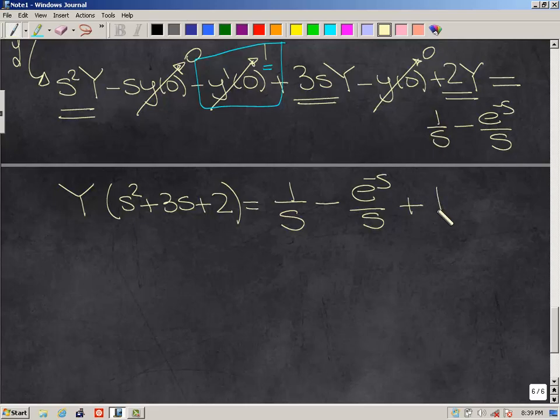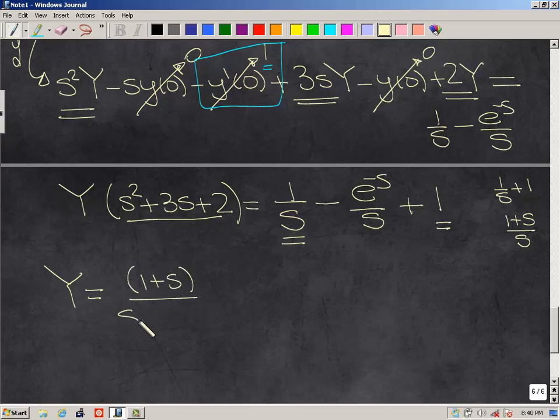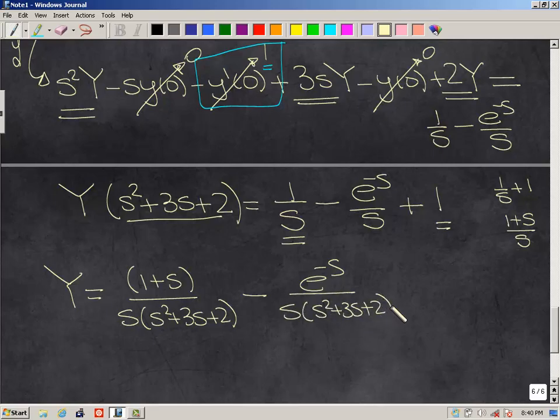Okay. The next thing we're going to do is, I'm not going to combine this e term with anything else because that's an exponential, but these two terms I can combine. So I have 1 over s plus 1. So that'll just be 1 plus s over s. That's what that is. Okay, so let's go ahead and divide by this then on both sides. So you get big Y is equal to 1 plus s over s times s squared plus 3s plus 2, minus e to the minus s over s times s squared plus 3s plus 2. So that's what we end up with.